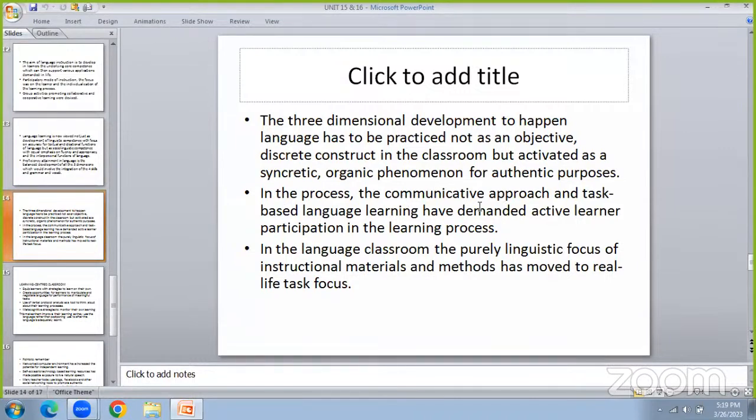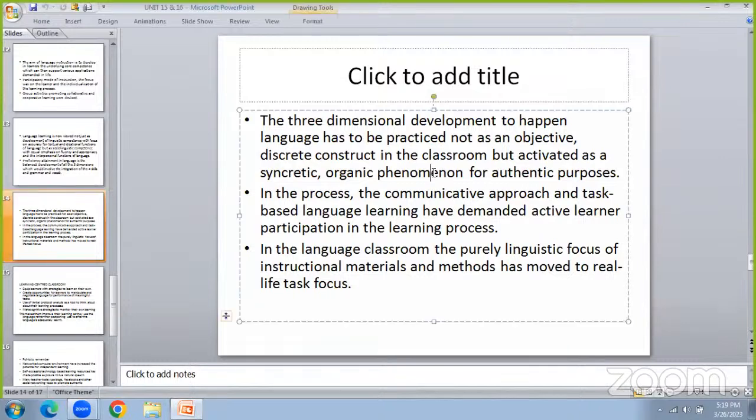The communicative approach and task-based language learning demanded active learners' participation in the learning process. That's the reason why, to accomplish the task of being a proficient speaker of the language, we need to promote the active involvement of the learner in participating in the learning process.